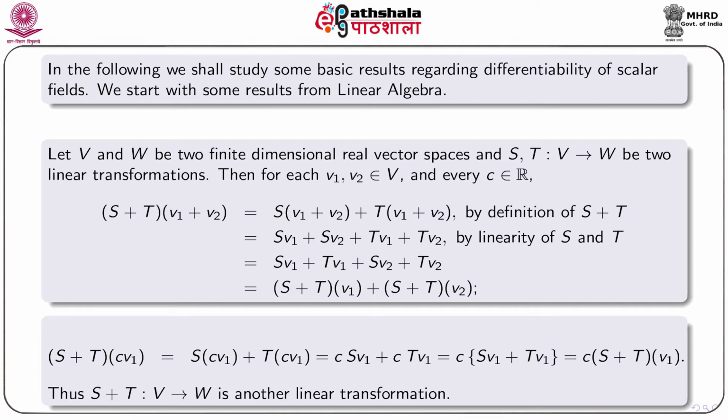In a like manner, S plus T operating on C V1 equals S operating on C V1 plus T operating on C V1. From both the terms C comes out and finally, we get C times S V1 plus T V1, that is C times S plus T operating on V1. So, the map S plus T from V to W is additive as well as homogeneous. So, this is another linear transformation.